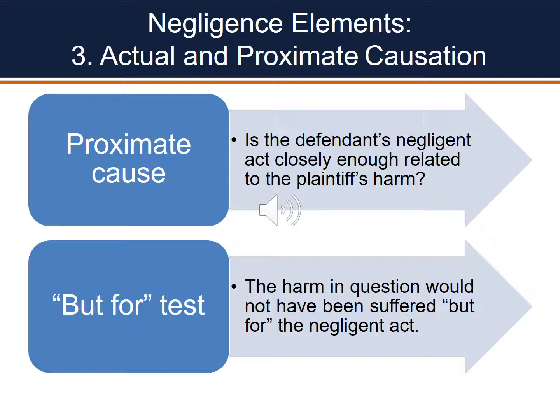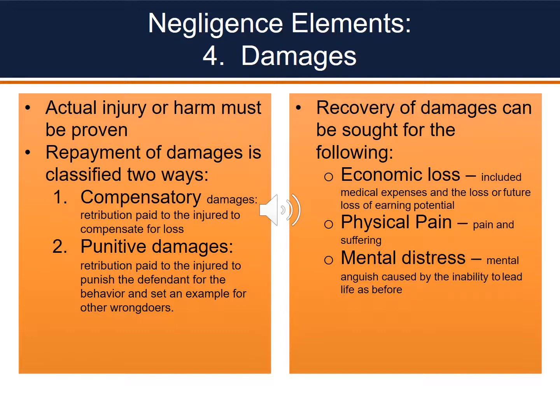We have duty of care, breach of duty, and actual and proximate causation. We've arrived at our fourth and final element of negligence. This is damages. For a negligence cause of action to hold, some actual harm or injury must exist. Repayment of damages is classified in two ways. First is compensatory damages. Compensatory damages are to compensate the individual for loss. We can see that on the right-hand side. That loss can come from economic loss, physical pain, or mental distress.